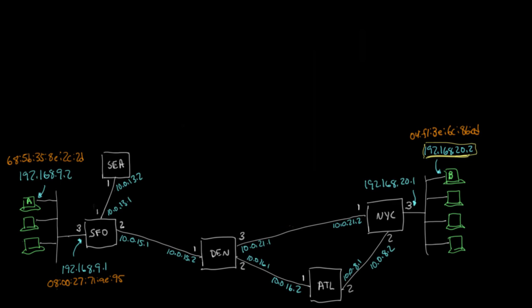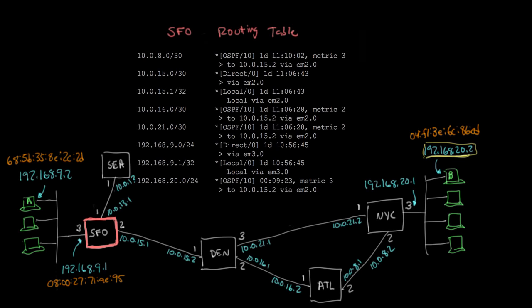And so in the previous videos, we saw how 192.168.9.2 is going to forward its packet to the San Francisco router. But now let's take a look at what's actually going on inside that San Francisco router. If we look inside, it's going to have a routing table. This is a snapshot of the actual routing table that's in there. And so again, this packet is coming in with a destination of 192.168.20.2. And so San Francisco is going to look in its routing table and try to find a prefix that matches.